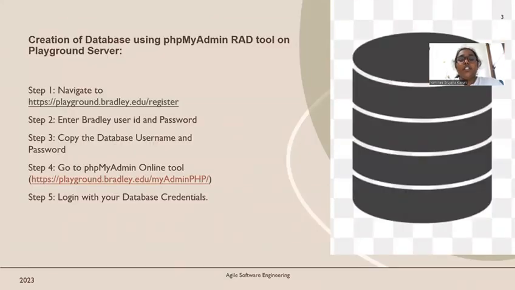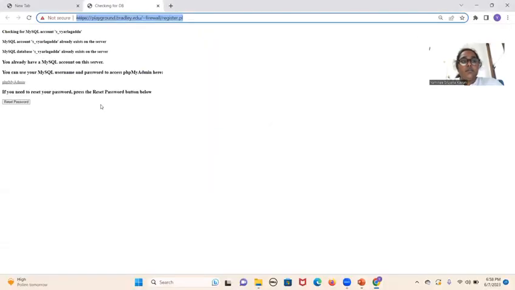The creation of the database is done using the phpMyAdmin RAD tool, in particular on the Playground server. In order to log into that server, let us navigate to this link. It asks for a user ID and password, which are nothing but our Bradley ID and our Bradley password. On clicking login, we get this page.